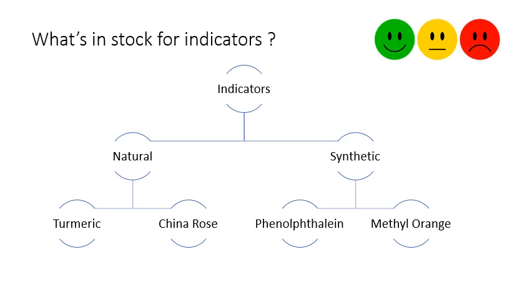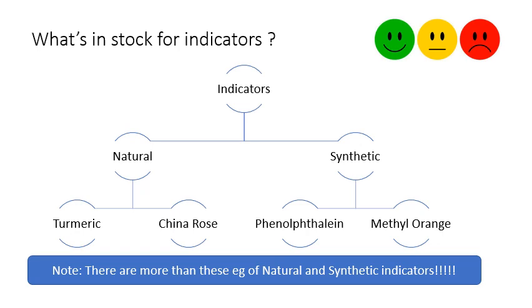Now, other than natural indicators, there is a second type which is called synthetic indicators. Synthetic means they are chemical based, they are prepared in the lab. Phenolphthalein, we'll see an experiment using phenolphthalein as an indicator, as well as methyl orange. Note, there are many types of natural and synthetic indicators. These are just two examples. Tell me if you know more about them.